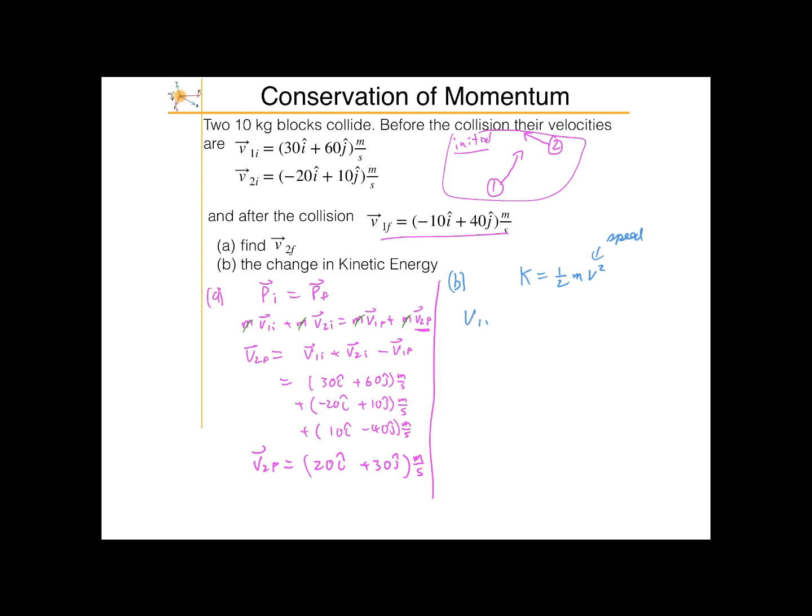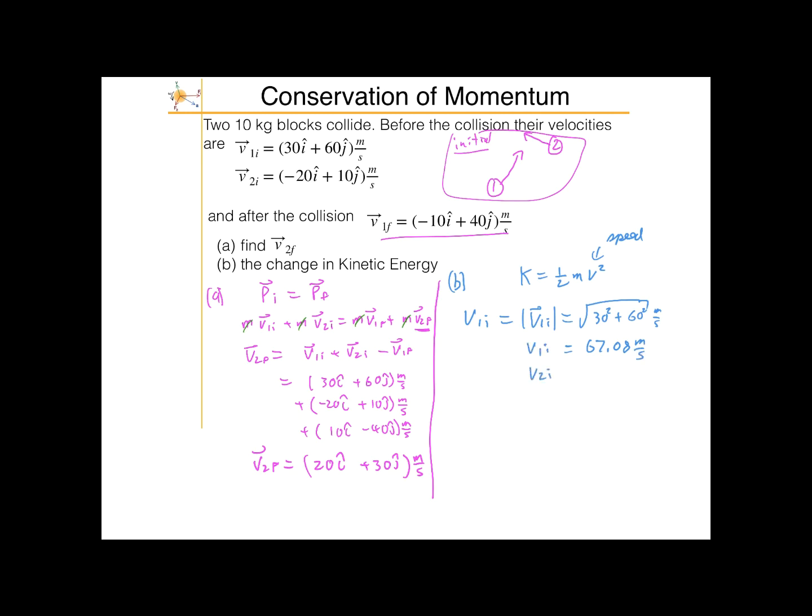So for example, the speed for V1 is going to be the magnitude of this V1 initial vector. It's going to be the square root of 30 squared for the i component plus 60 squared for the j component meters per second, right? And that works out, I'll keep extra sig figs for now, to about 67.08 meters per second. So that's V1 initial.